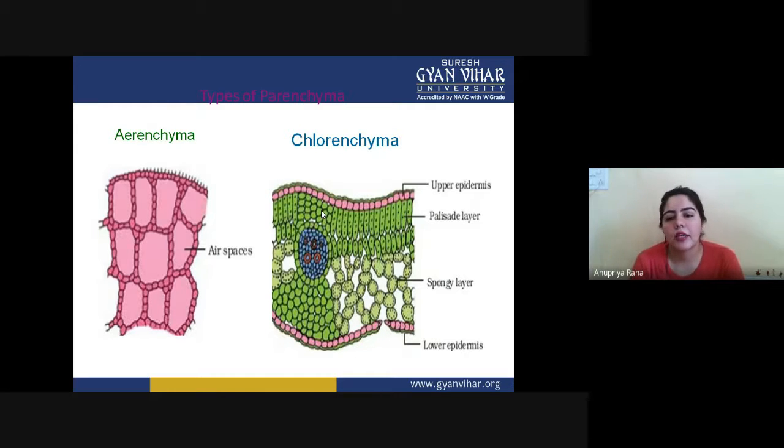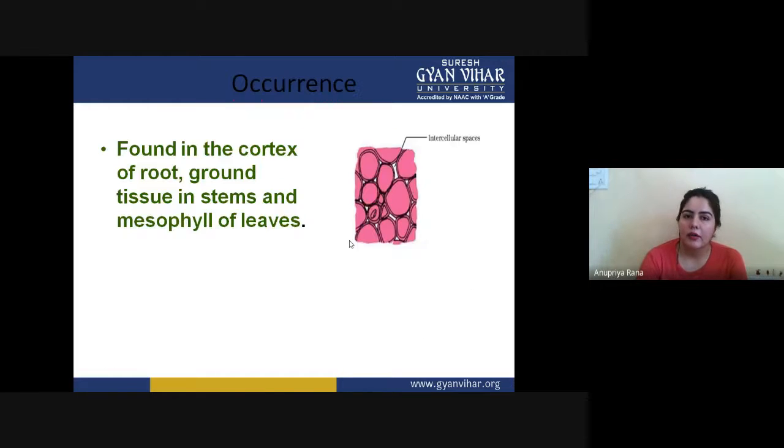Next, here you can see the chlorenchyma, all the green cells you can see here. Basically these green cells are parenchyma initially, but after having this green chlorophyll inside them, they will be known as chlorenchyma cells. But initially they are parenchyma. Occurrence means where the parenchyma tissue is present. Basically they are present in the cortex of root, ground tissue in stem, and mesophyll of the leaves. These are the spaces where you can find parenchyma inside a plant body.